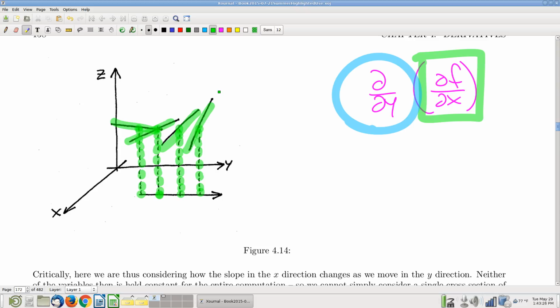Yeah? Y'all are too young to remember this used to be a dance move when I was in high school.